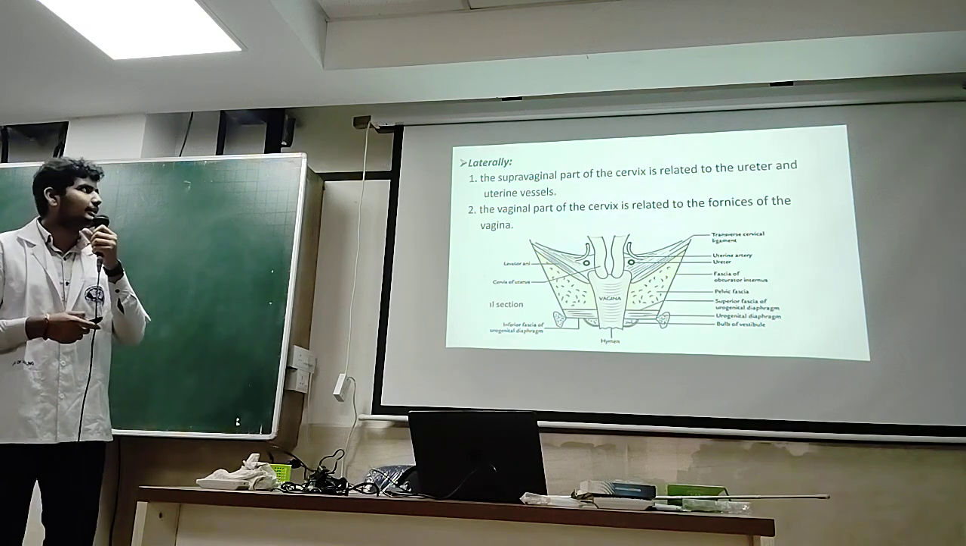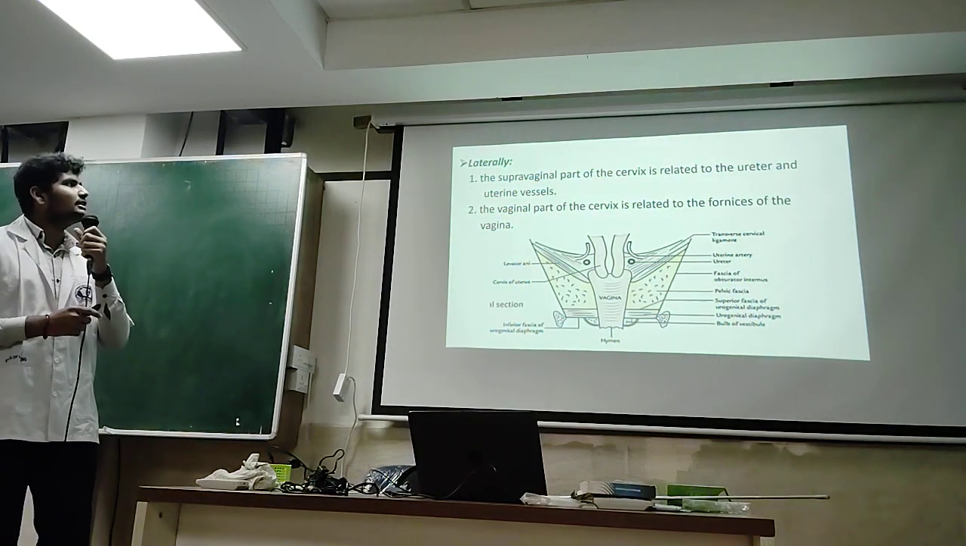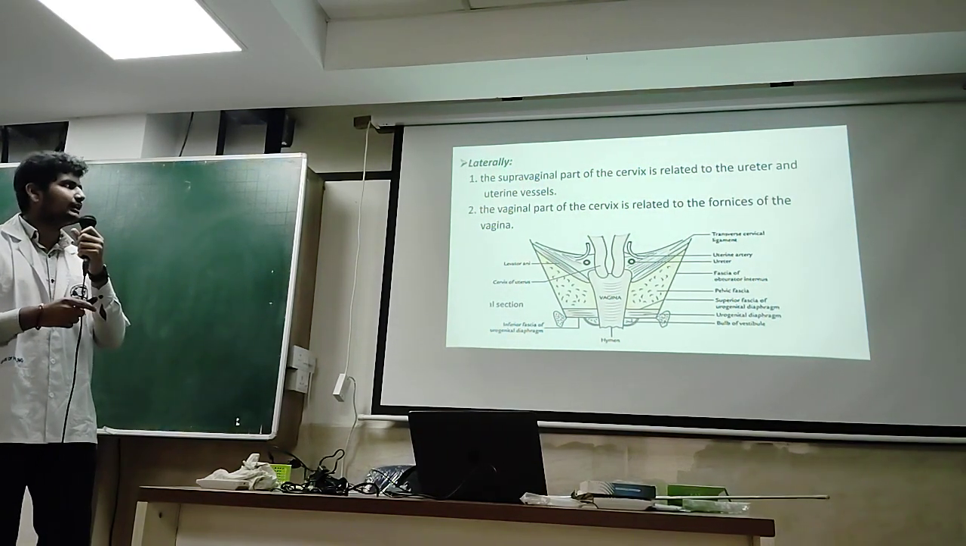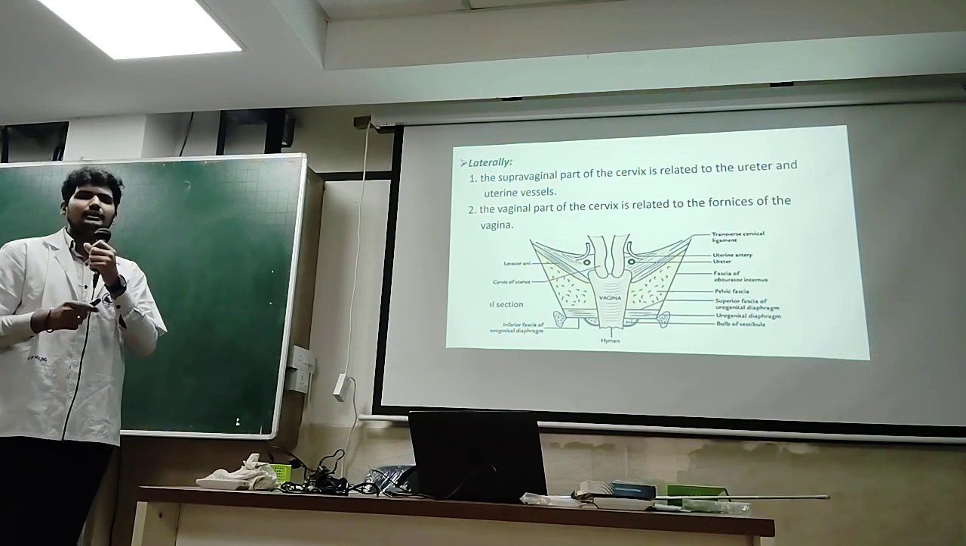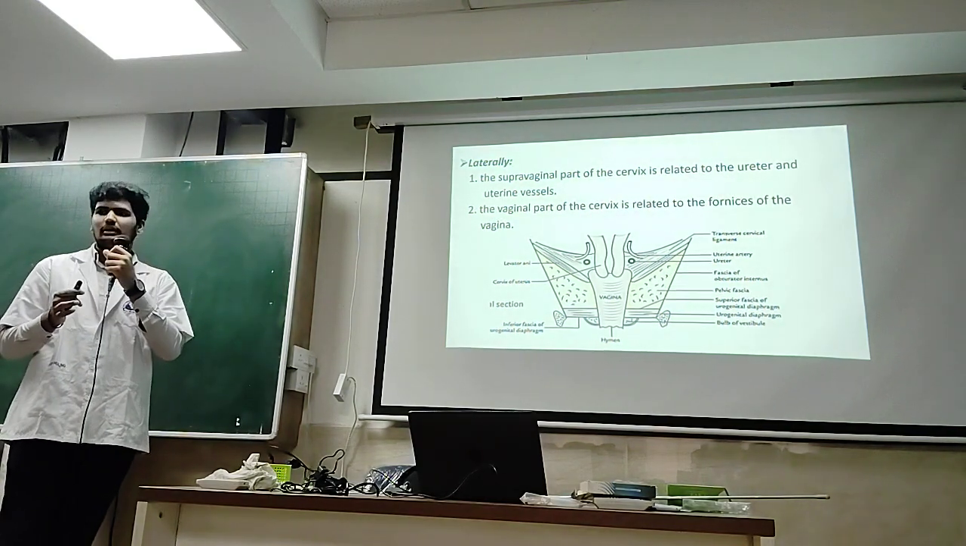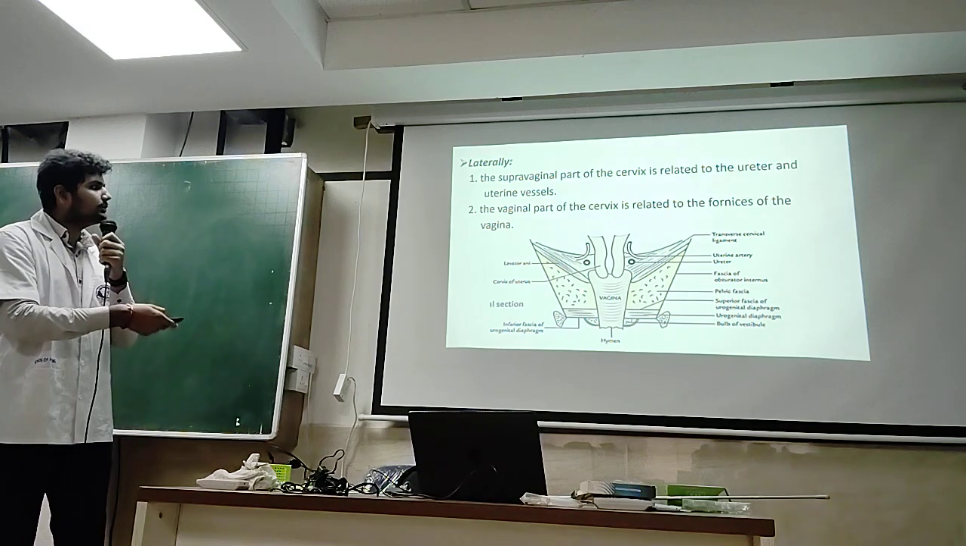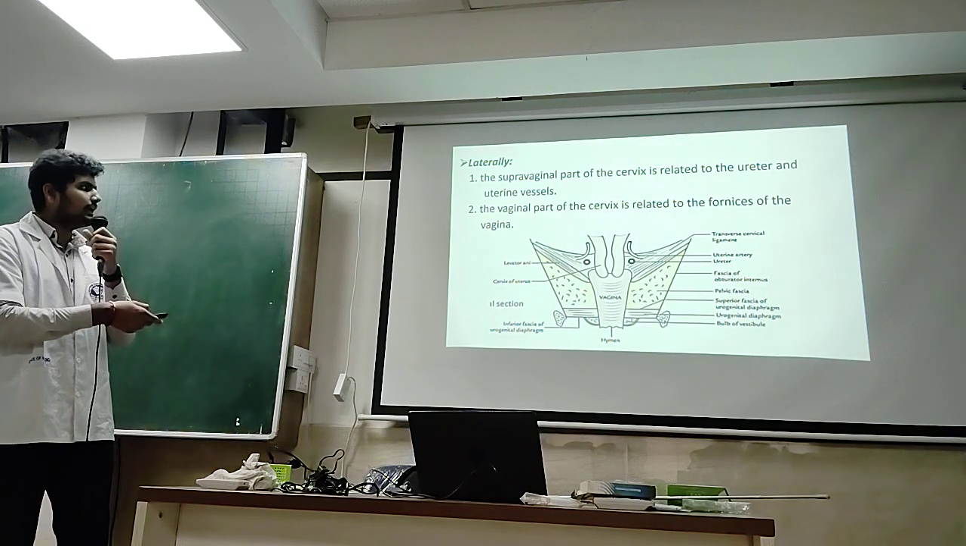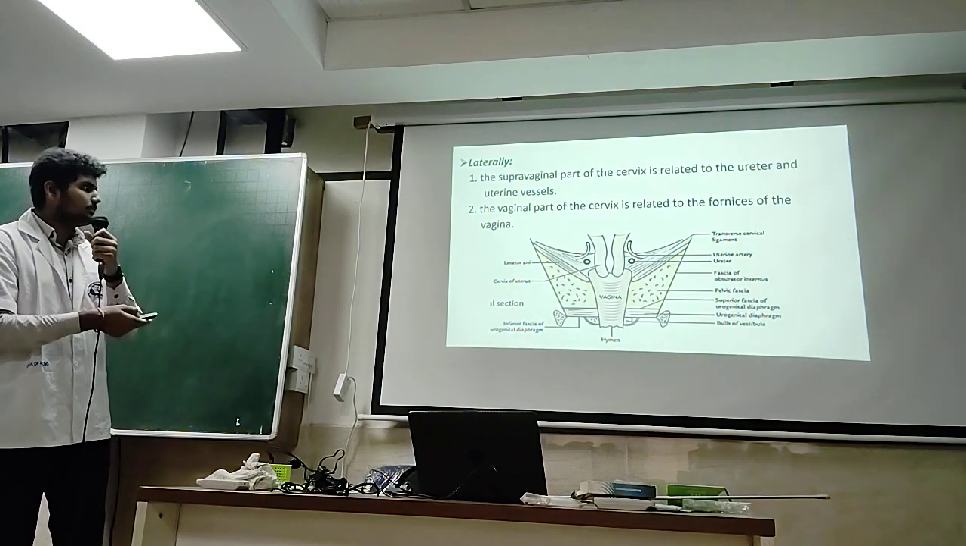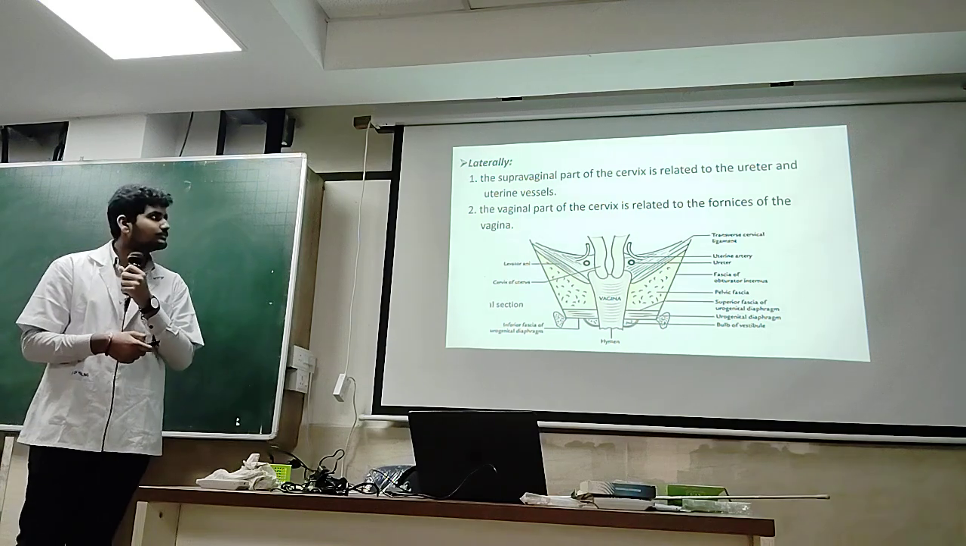Next, talking about the lateral relations, the supravaginal part of the cervix is related to the ureter and uterine vessels, and the two lateral fornices lie on each side of the cervix, as seen previously. And here you can see these are the ureters and these are the uterine arteries, which are the lateral relations.